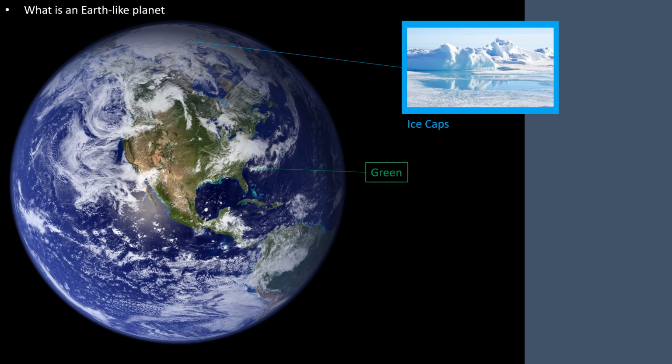There are many other features we can look at when ranking a planet's Earth-likeness. Plants on our planet are green because it happens to be the best color for photosynthesis. Checking if a planet has ice caps or not is also good.